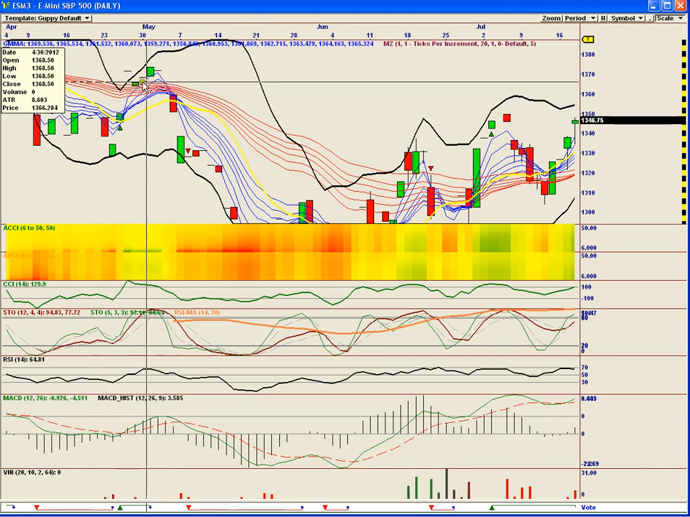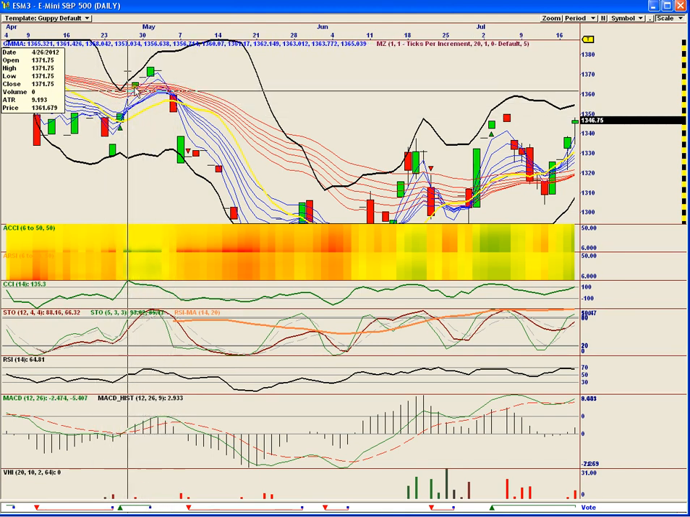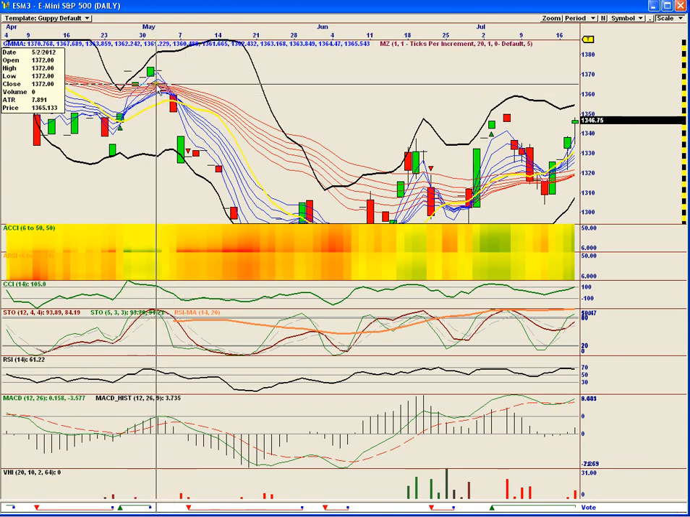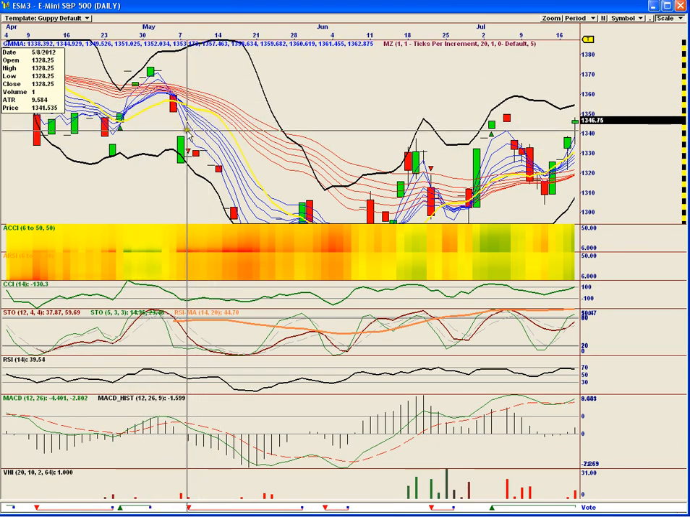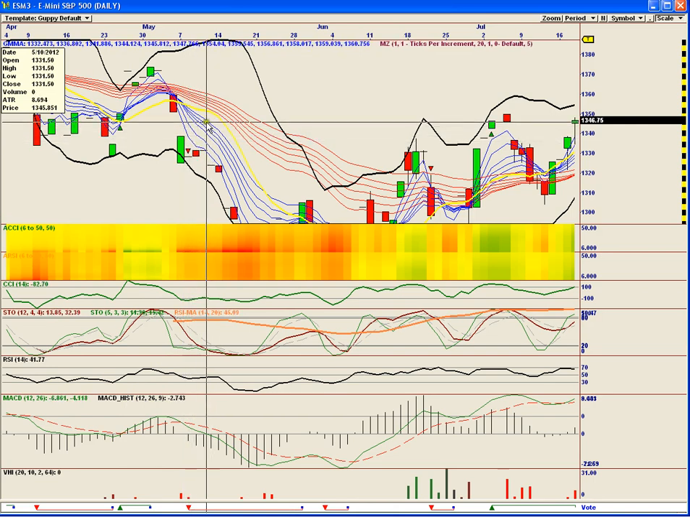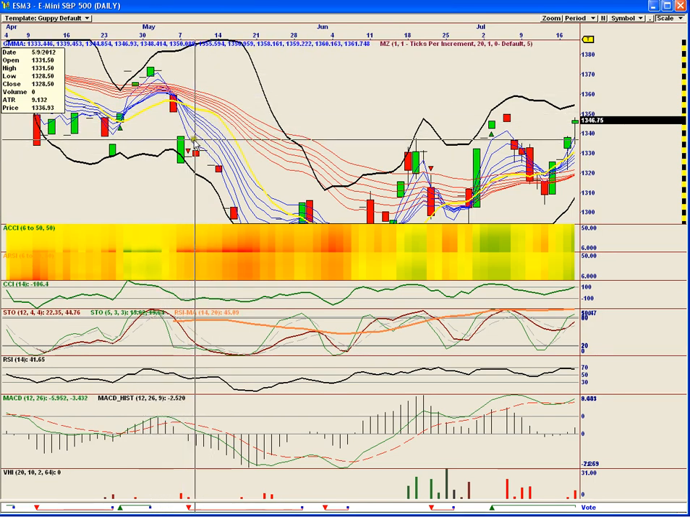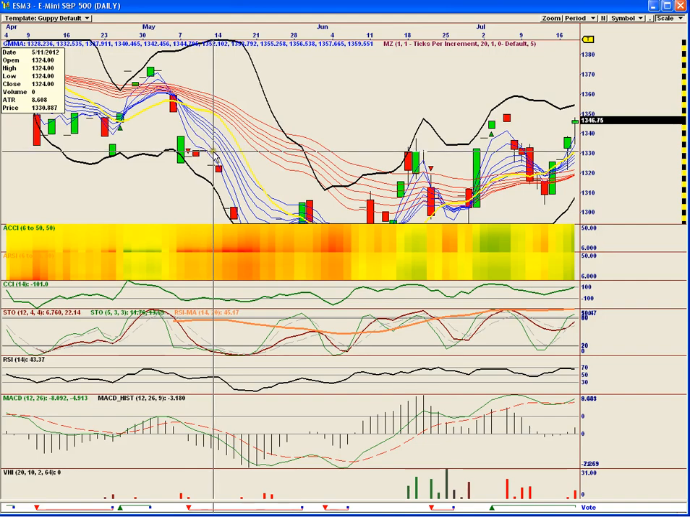When you have compressed short-term moving averages, upticks and downticks don't really mean that much. You need complete separation of the short-term moving averages. So we have compression, ignore that. We get everything spread out, good.